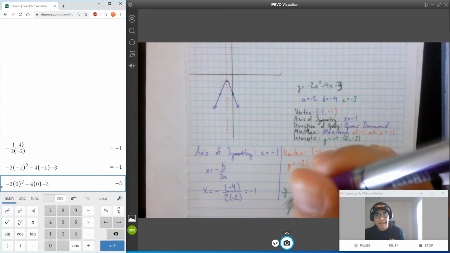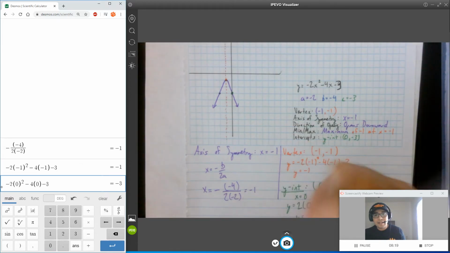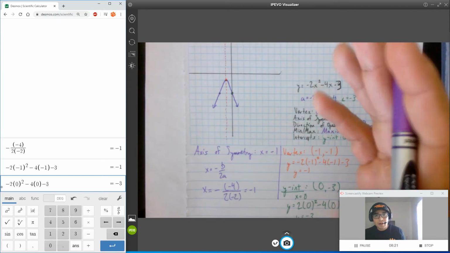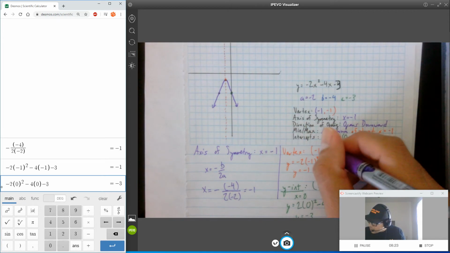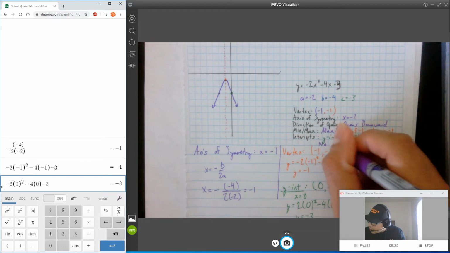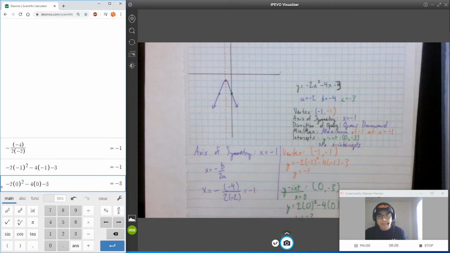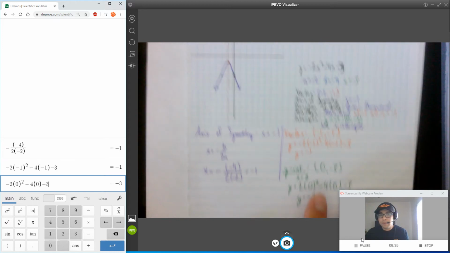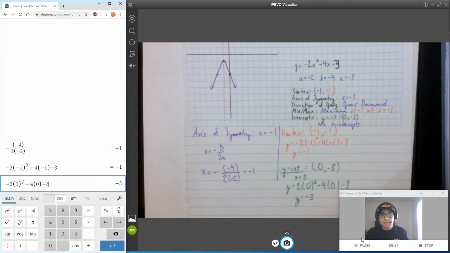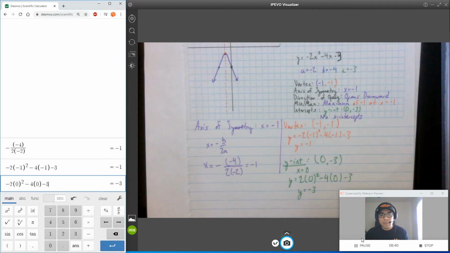I still want you to state it, but notice here that there are no x-intercepts. So I'm going to go ahead and put no x-intercepts just to be specific. Okay, we'll go ahead and take a look at another one in just a bit. So be sure to get all that work down.